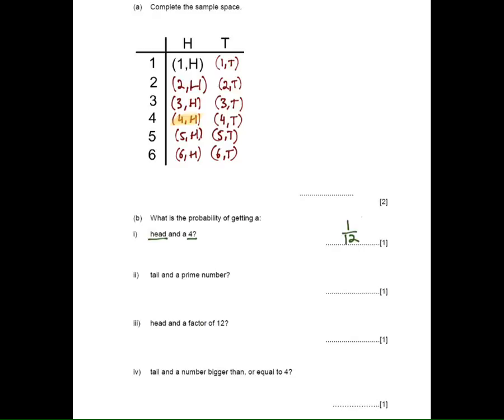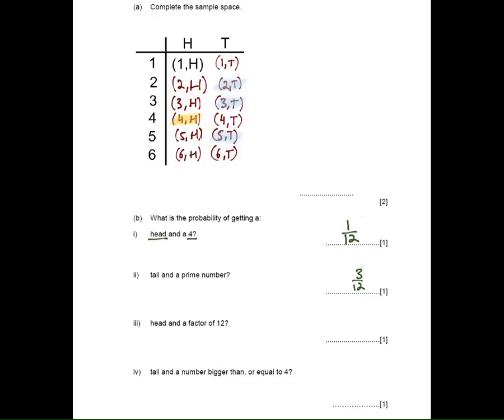Tail and prime. So if you got this wrong, it's because you didn't know your prime numbers. Prime numbers in this table are 2, 3, and 5. So tail and a prime, so it's that one, and that one, giving you 3 possibilities out of a total 12 from the sample space diagram.